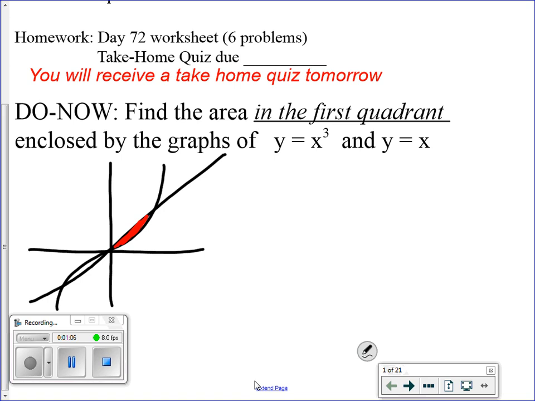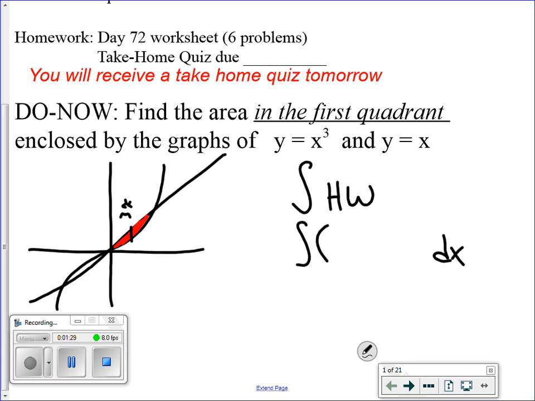So remember, the way we find area is we add up the areas of rectangles. Rectangles have area of height times width. When we use vertical strips, which is what we were doing the other day, the width of each strip is an infinitely small change in x. So that would be dx.